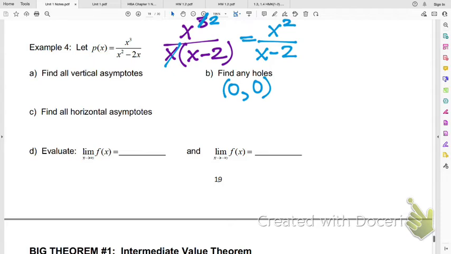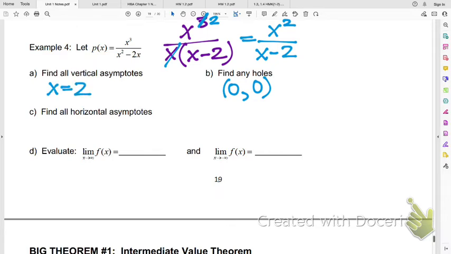Come back to vertical asymptotes. Why is it 0? Because when we plug in 0 to this, I get 0 squared over negative 2, which is just 0. Remember, 0 on top is fine. 0 on bottom is not okay. And you always want to plug into simplified, because if you plug it into the original, you're going to get 0 over 0 every time. That's why it's a hole. That's what I'm trying to find. So vertical asymptotes is where the bottom equals 0. Therefore, we have a vertical asymptote at x equals 2.